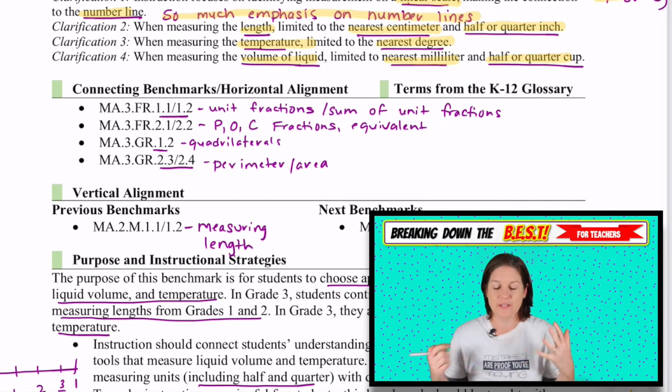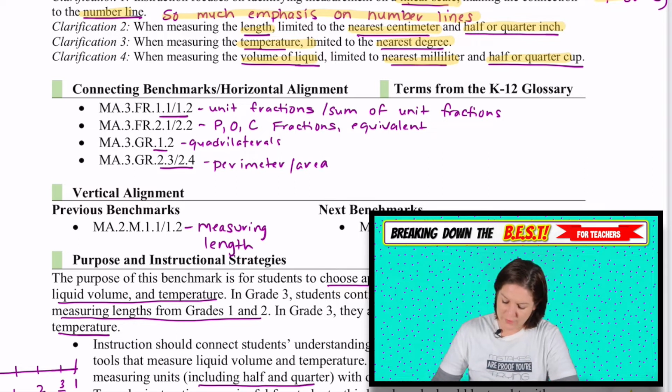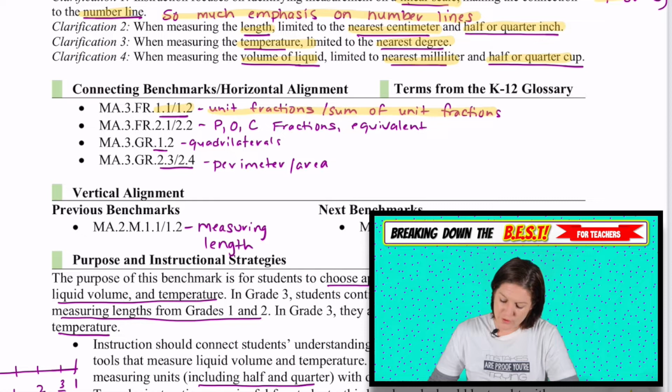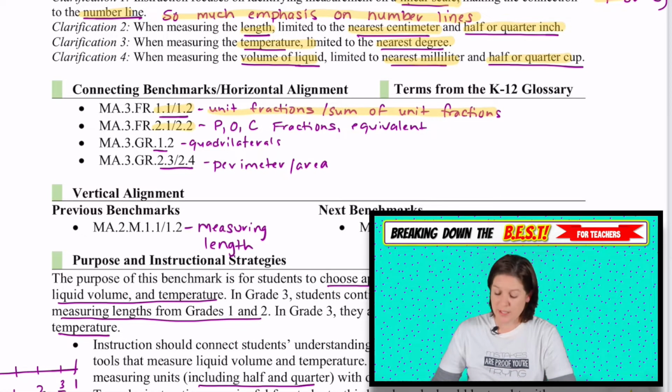What are our horizontal alignment benchmarks that connect with this standard? Well, we've got the FR 1.1 and 1.2 standards in third grade, and those are with unit fractions and the sum of unit fractions. So we will be using fractions when it comes to the nearest quarter of an inch or the nearest quarter of a cup. These two standards also come into play because we're talking about plotting, ordering, and comparing fractions and equivalent fractions, so using that knowledge to help us with the fractions involved in this standard.